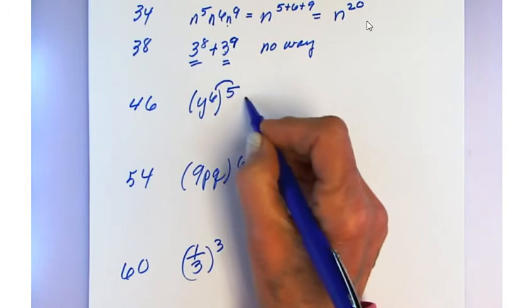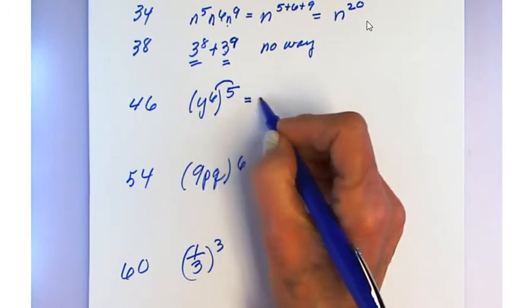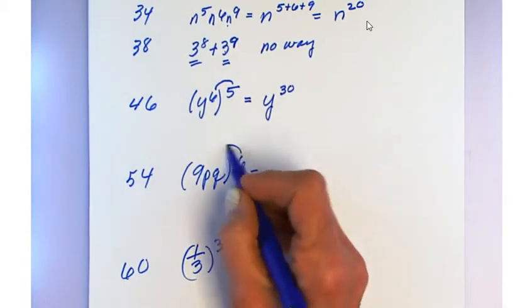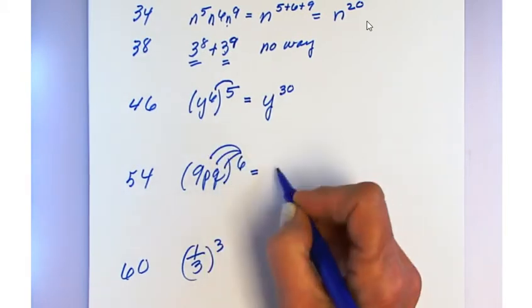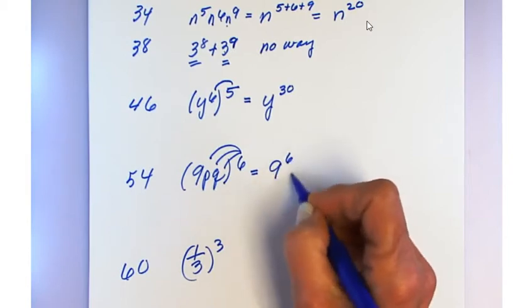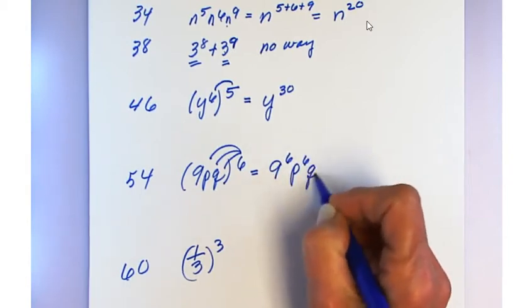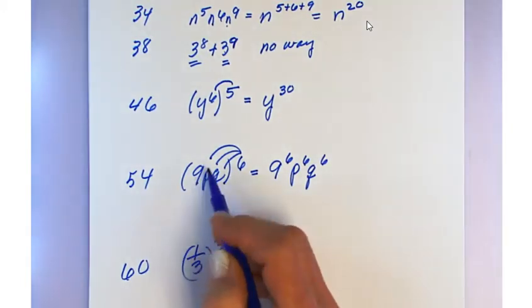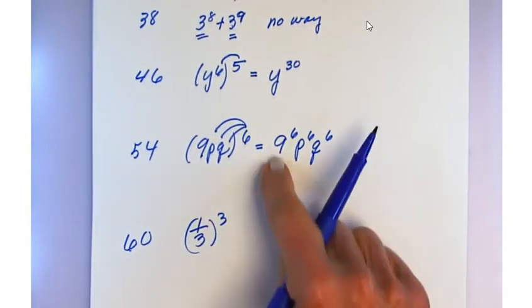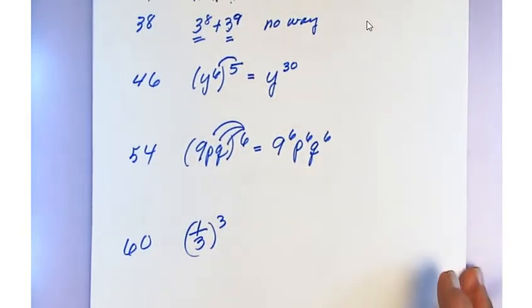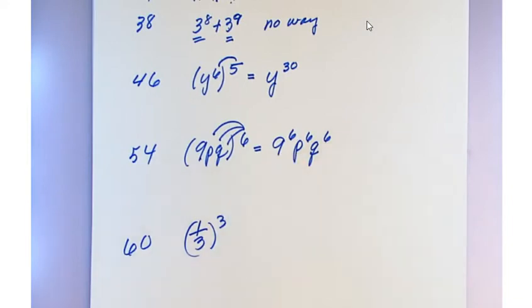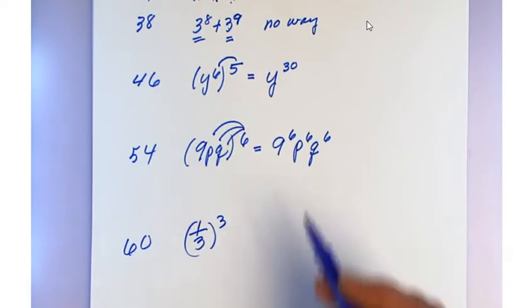So a power to a power I multiply, and I get y to the 30. I'm going to distribute this across, and I get 9 to the 6, p to the 6, q to the 6. Now, if this coefficient had been a small number that we could figure out, we would do that on our own. But we really don't need to know what 9 to the 6 is, and your author just leaves it that way. He just leaves it written this way. This is the book answer.